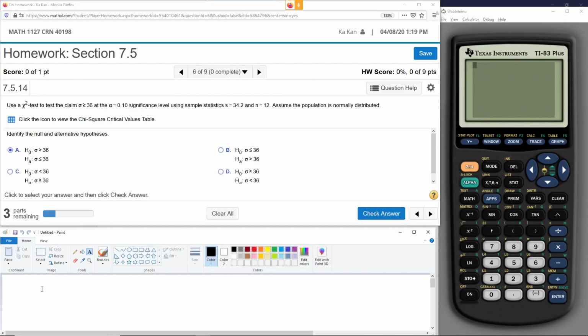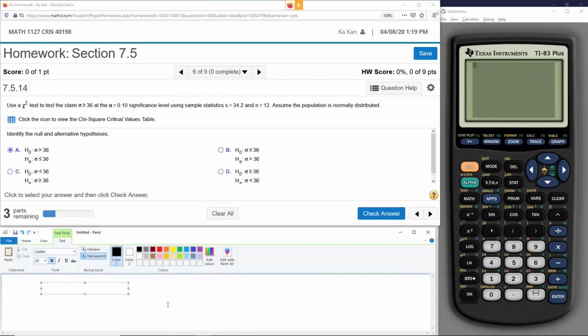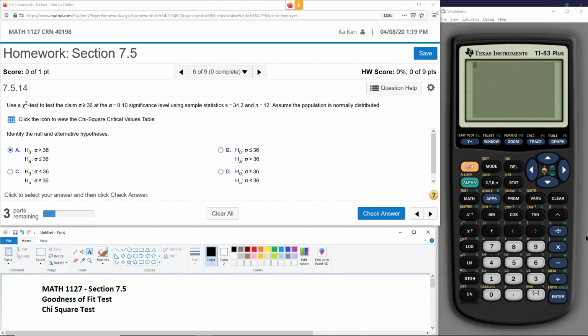So this is a session about Math 1127, session 7.5. And 7.5 is the goodness of fit test, or some people call it the chi-square test. The chi-square test on your calculator looks like this. Stat test, can you see this right here? This one.